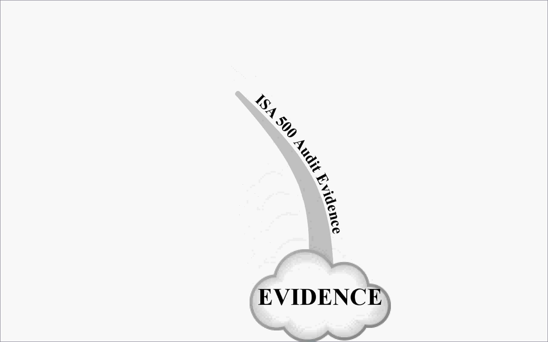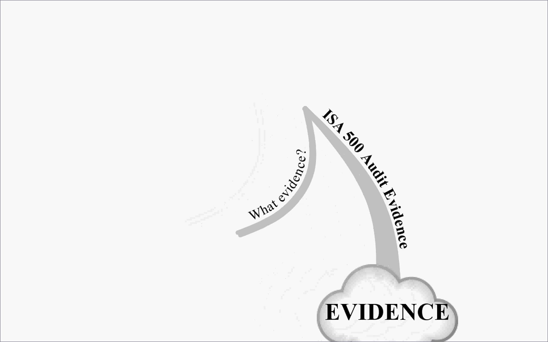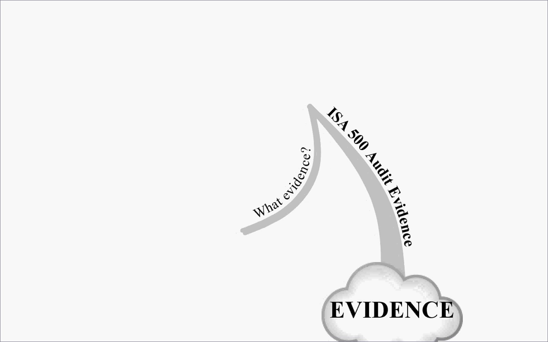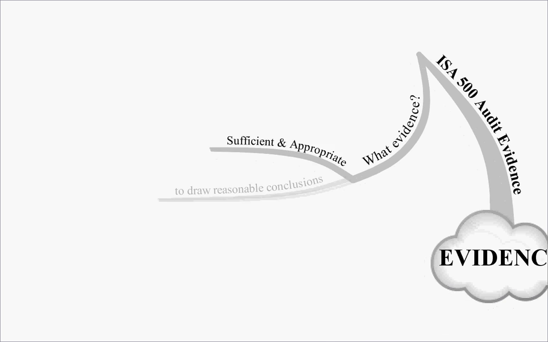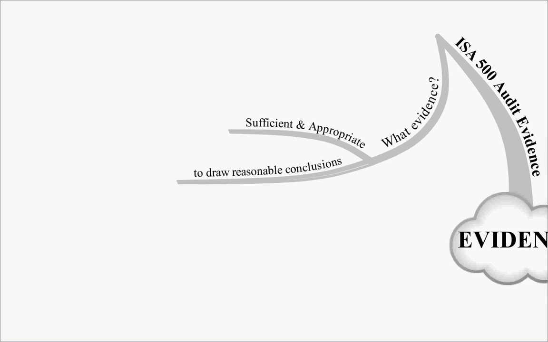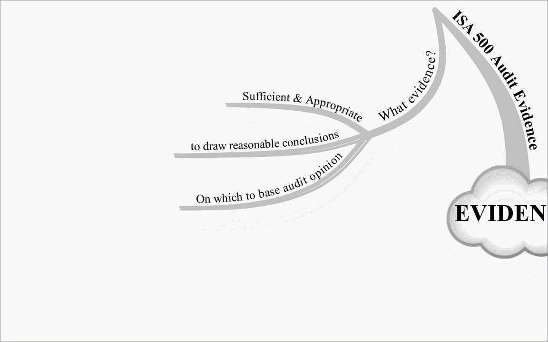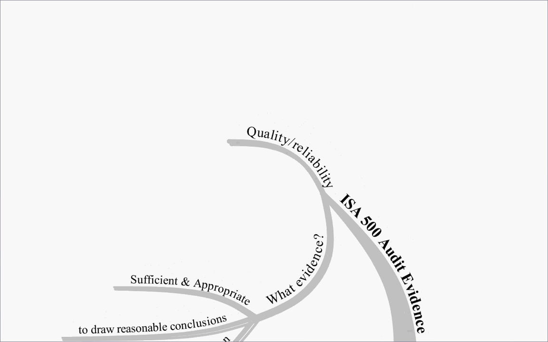Okay, the first ISA we looked at was ISA 500 audit evidence. So what evidence do we need to gather? We need to gather sufficient appropriate evidence to draw a reasonable conclusion on which to base the audit opinion. That's the evidence we need, sufficient and appropriate to draw reasonable conclusions on which to base the audit opinion.